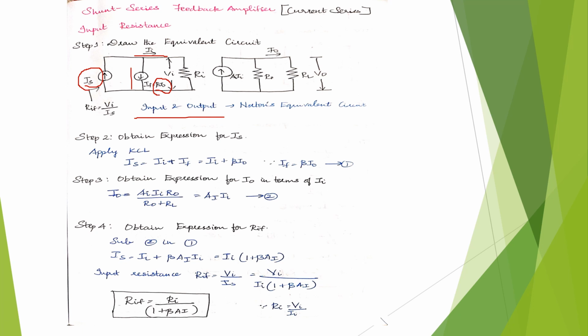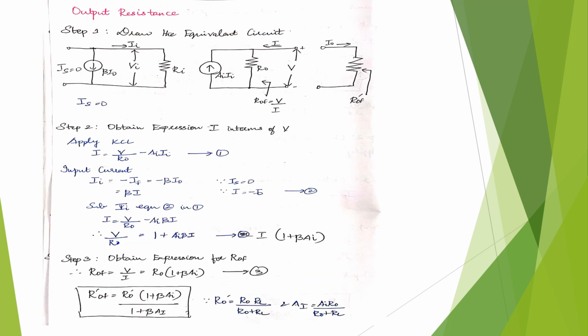And in the next step, we are going to obtain the expression for Io in terms of Ii. So, the output current is going to be given as Ai into Ii. And at the last step, we are going to find out the expression for input resistance, which is our ultimate aim. So, here we are going to substitute this final equation of Io in the first equation, which is Is. Hence, Rif becomes Ri by 1 plus beta Ai. So, this is going to be the input resistance for the shunt series feedback amplifier.